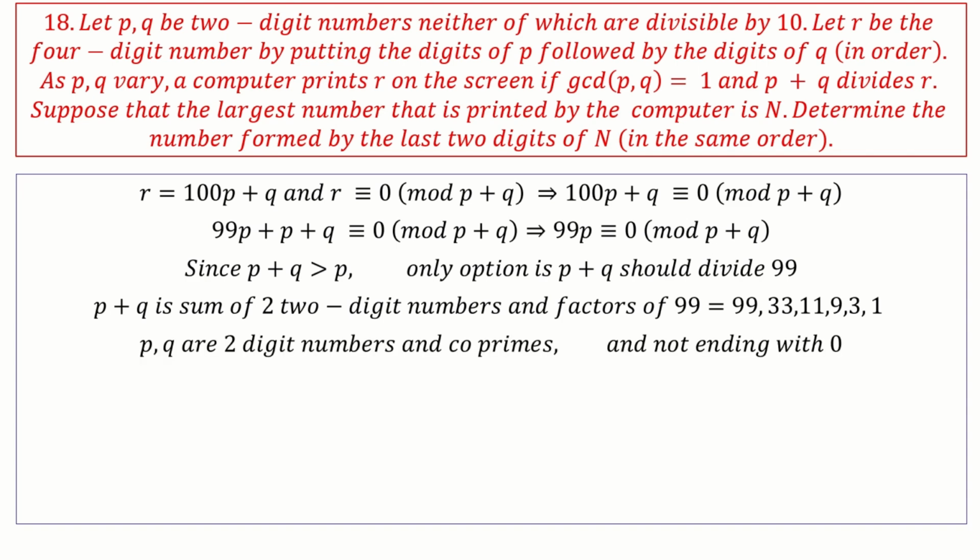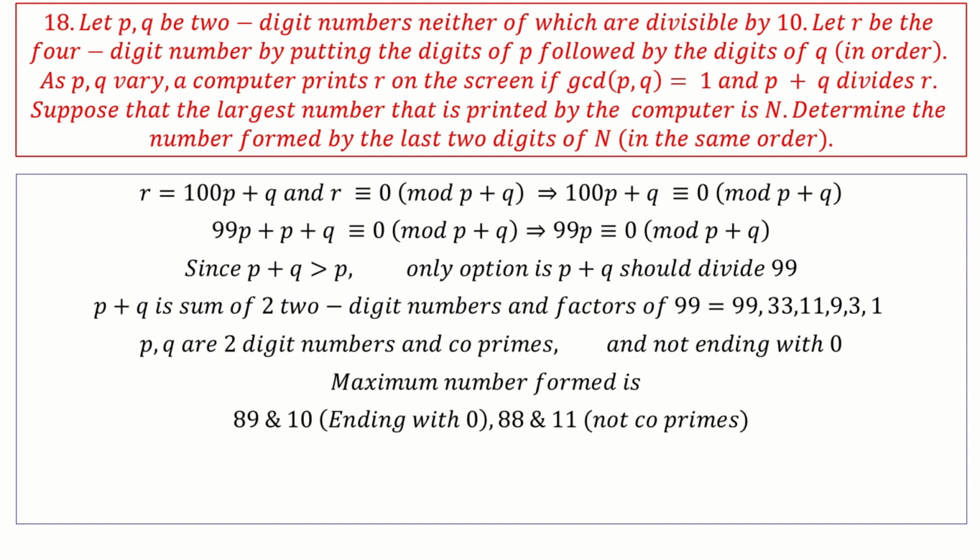Now p, q are two digit numbers and co-primes. It's given, right? GCD of p, q equal to 1, it is given. So they are co-primes basically, and not ending with 0 because they are not divisible by 10. So the maximum number formed is 89 and 10. P plus q, if I take 99, I can divide this into 89 and 10, first option. Since it is ending with 0, I rule it out basically. 88 and 11, they are not co-primes.